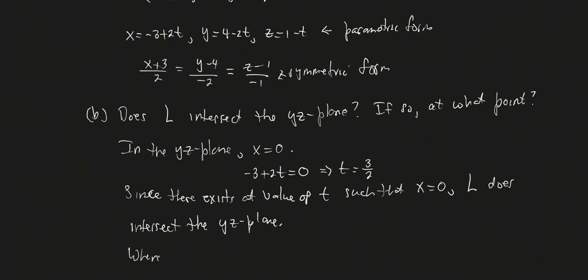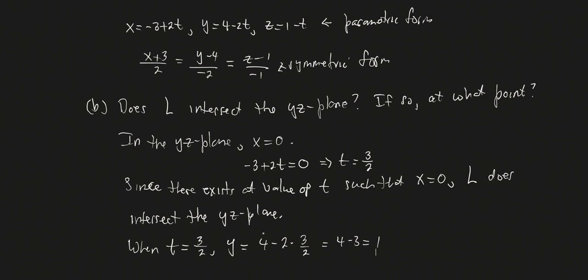So let's do that. So when t is equal to 3/2, y is equal to, now go to the y equation. Now use that equation to figure out its value. So we will end up with 4 minus 2 times 3/2. So this is 4 minus 3. We have a value of 1, right?